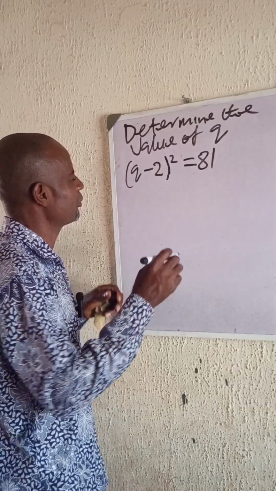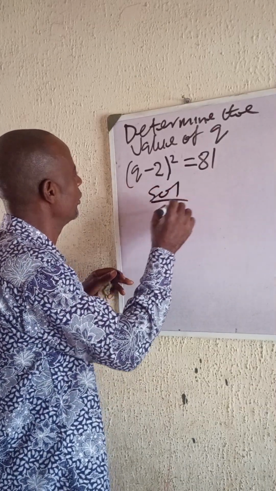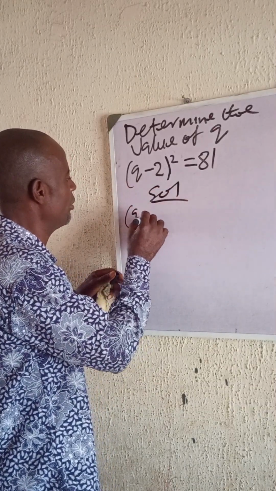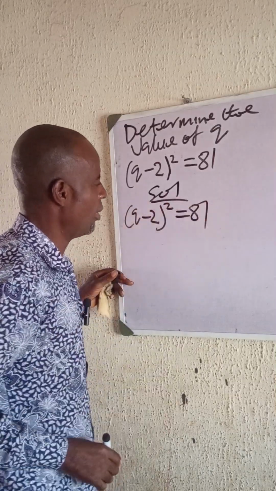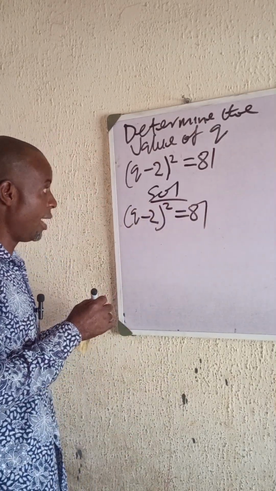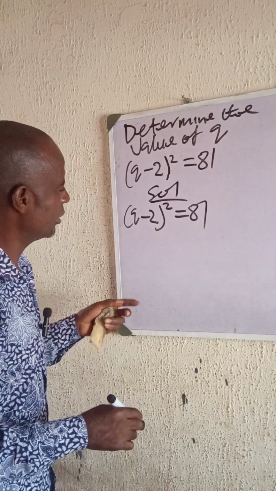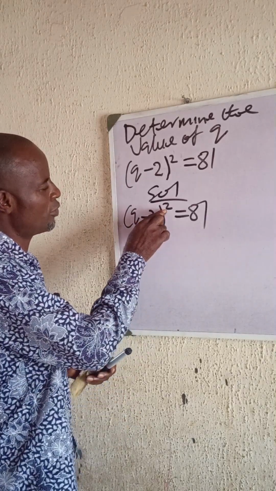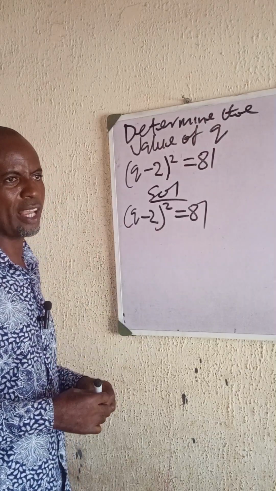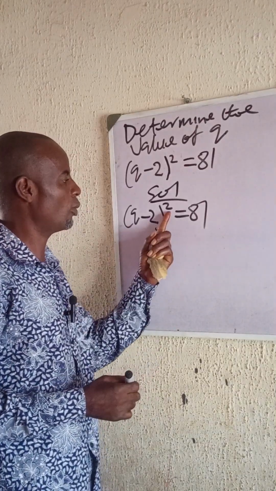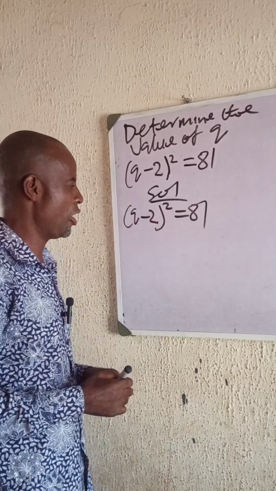So let's go. Let's say solution. We are given (q minus 2) all raised to the power 2 is equal to 81. Then the second step is for us to, because of this exponent of 2, take the square root of both sides of the equation in order to eliminate this exponent.